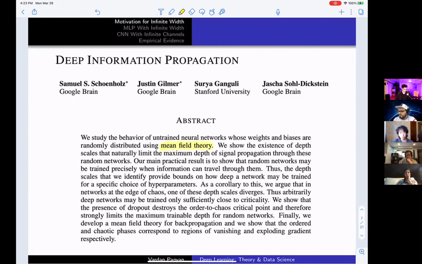Maybe we'll just read a bit from the abstract. So we studied the behavior of untrained neural networks whose weights and biases are randomly distributed using mean field theory. So again, that means infinite width. We show the existence of depth scales that naturally limit the maximum depth of signal propagation through these random networks. So essentially they're studying a network which has infinite width, and they're trying to understand what happens with the data as it propagates throughout the network. That's what this paper is doing.